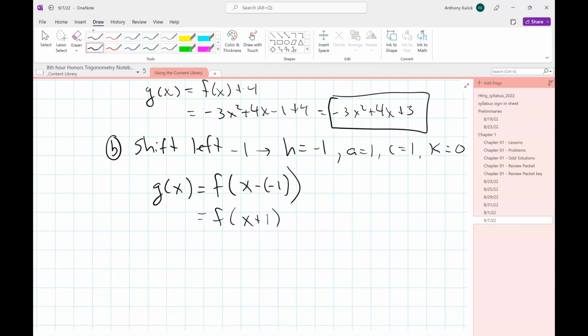So f of x plus 1, so negative 3 times x plus 1 squared, plus 4 times x plus 1 minus 1. Foil, yeah, thank you.